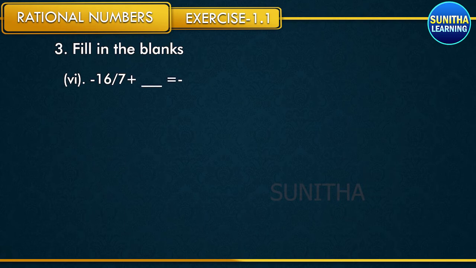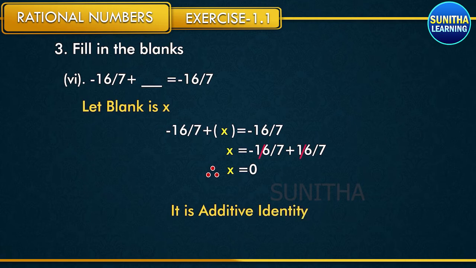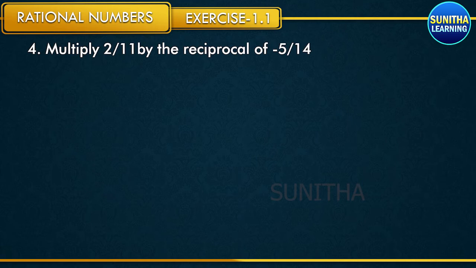Sixth one. Again same here, second and fifth one both are same only. Minus 16 by 7 plus what number will give you the same number? Clear? If you add 0, then it will give the same number. What is the property name? That is the additive identity of a rational number. Next, fourth one. Multiply 2 by 11 by the reciprocal of minus 5 by 14.